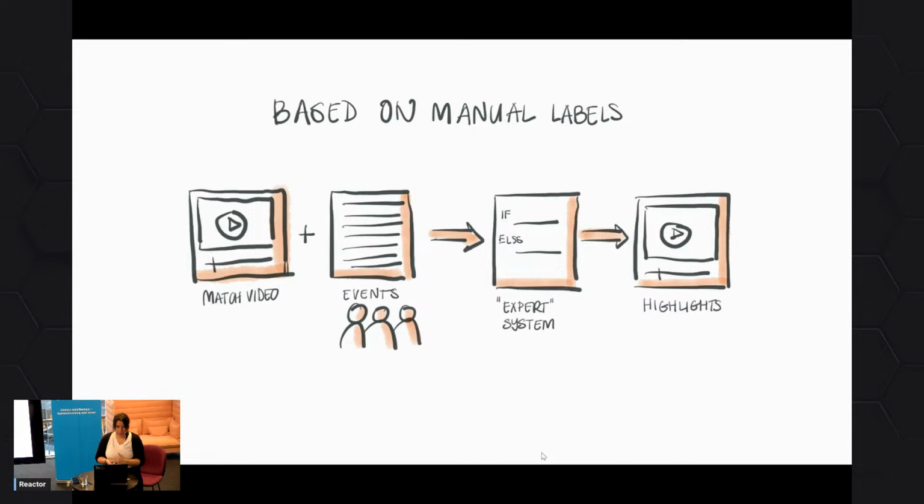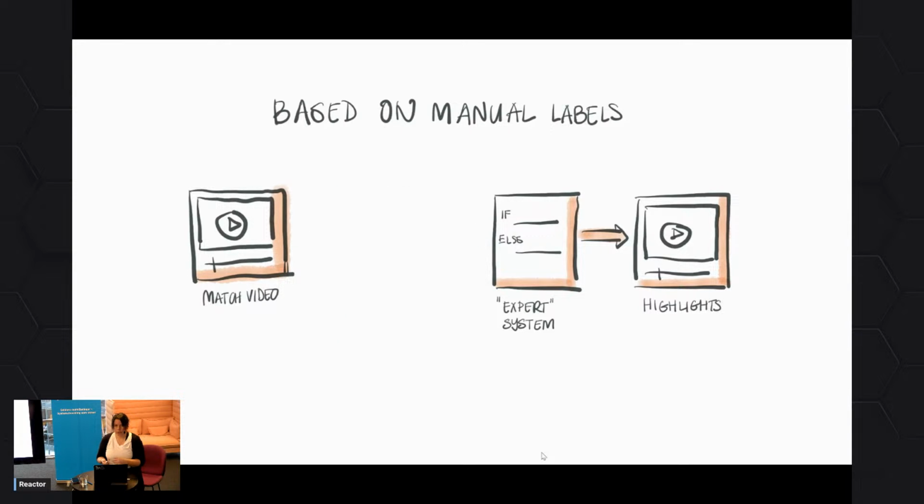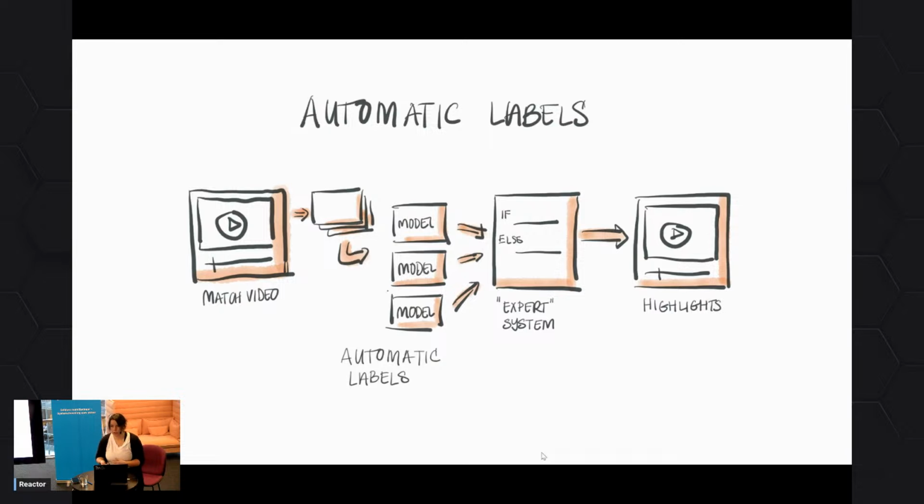But instead, we went back to look at what they did when they did this manually. Well, what if we created a model, or multiple models actually, that took each one of these events and said, hey, can you mark down in the video when you're seeing a shot on goal, or a red card, or an injury? And all of these models we could feed into the already existing expert system that they had, and then create the highlight. So this is what we went with in the end.